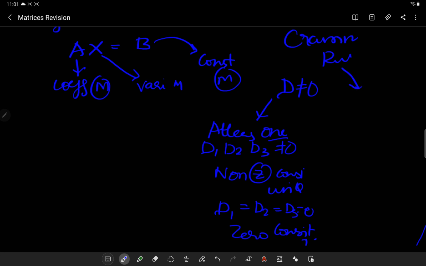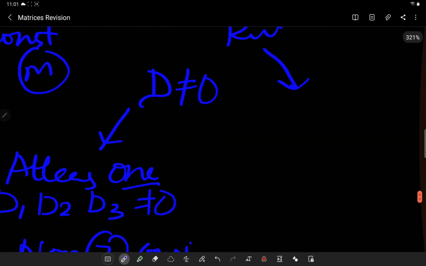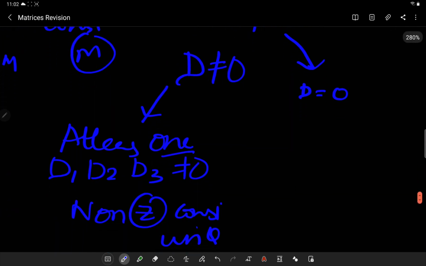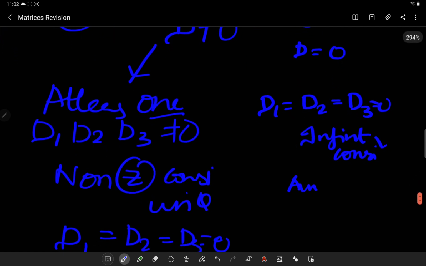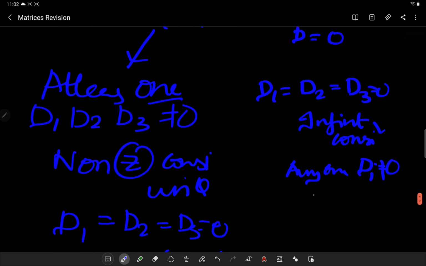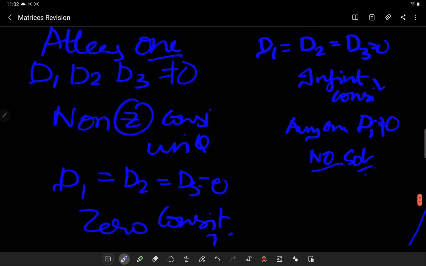Now if the d is equal to 0, here d means the determinant. So if d1 is equal to d2 is equal to d3 is equal to 0, I will be having infinite consistent solutions, and if any one of di is not equal to 0, then I will be having no solution or inconsistent solution. So with this, all the concepts related to matrix are completed.